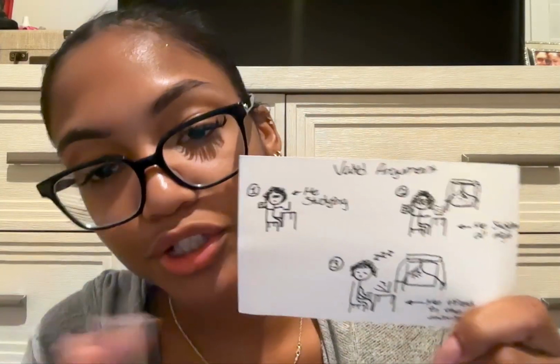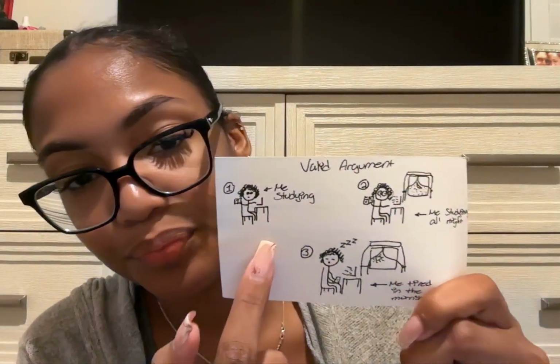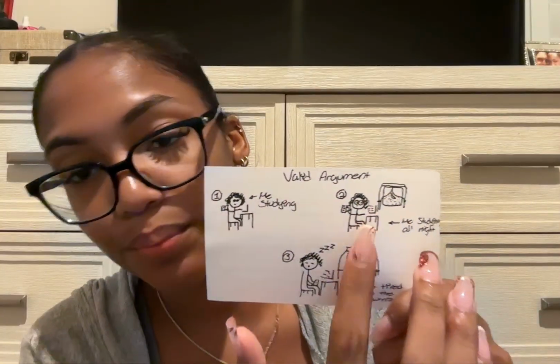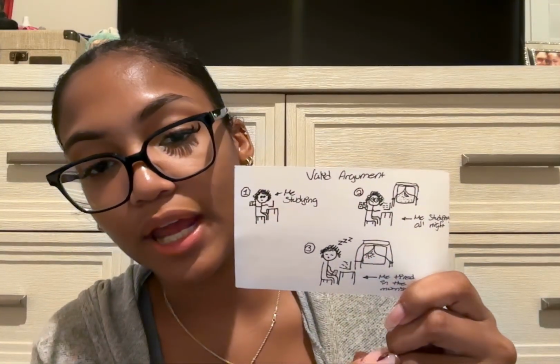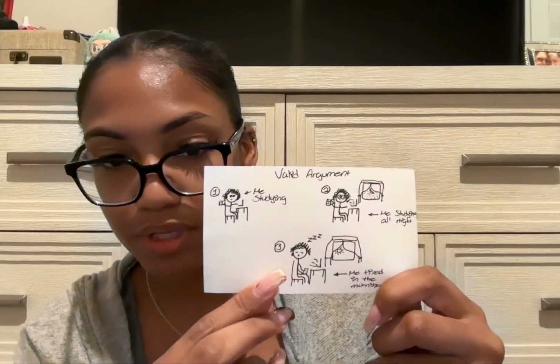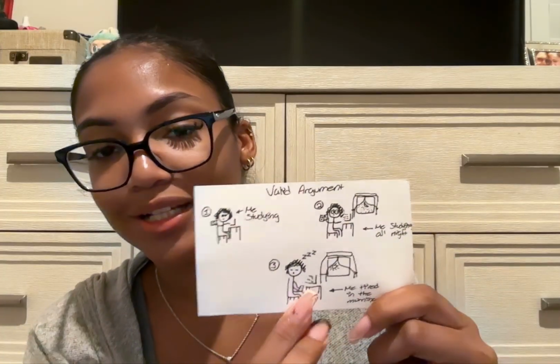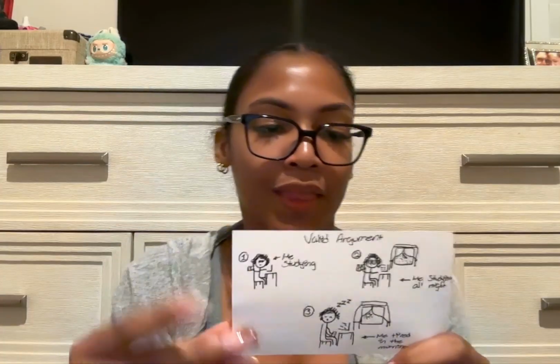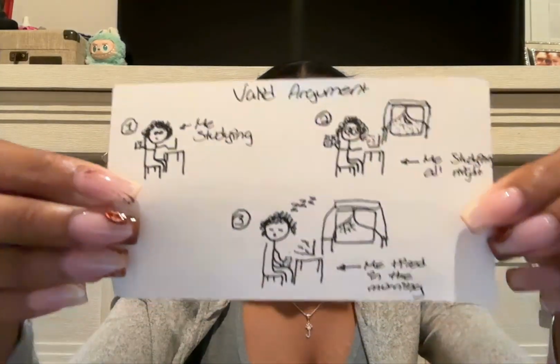In my diagram, I show me studying. In the second premise, I show me studying all night. And in the third premise, it shows me in the morning, tired from studying all night. The argument is valid because the conclusion logically follows the premises. Whether I studied all night does not matter for validity. The reasoning is solid. So here is what a valid argument looks like.